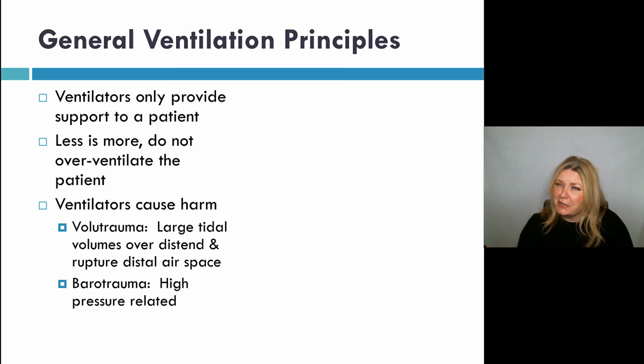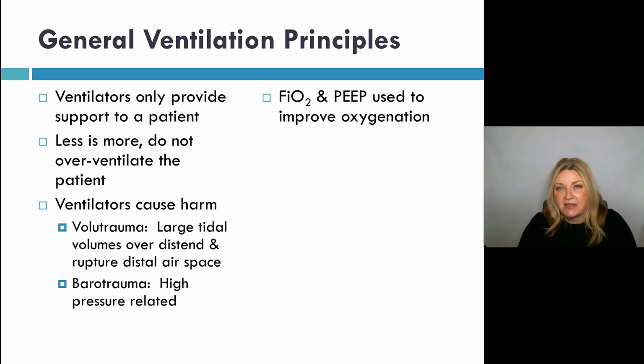Ventilators can cause a lot of harm if they're not used appropriately. I know that's one of the things I say that's really upsetting to people, but in general, it's used as a support. If we use it incorrectly, let's say we give too much volume in the lungs, we can overstretch the lung, and that's called a volutrauma. So in most patients, we really want to avoid that over distension of the lungs. Barotrauma is when we've got extremely high pressure in the lungs, that can also cause trauma to the lungs and injury.